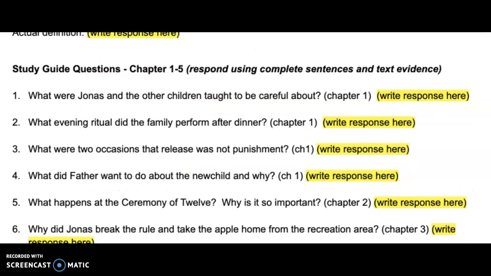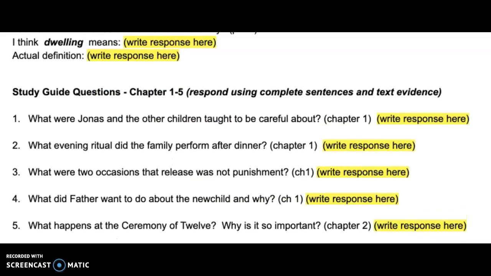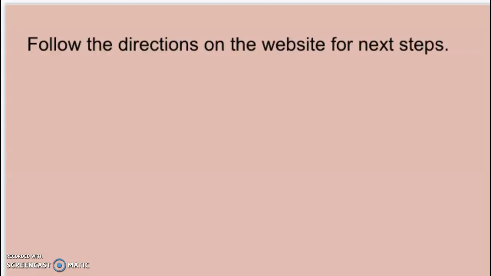After you've finished the vocabulary words, your last word is dwelling, then you'll see that the second part of this says study guide questions. Please do not begin this. This will be something we'll do together as a class, and you'll receive further instruction from your instructor. And last but not least, follow the directions on the website for next steps.